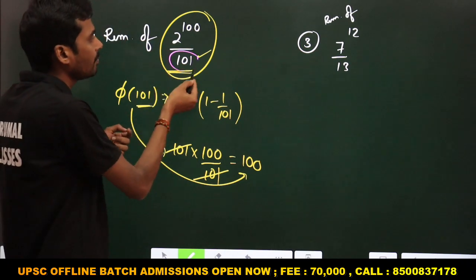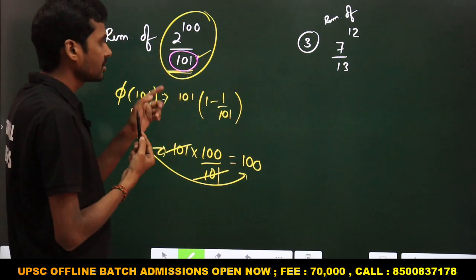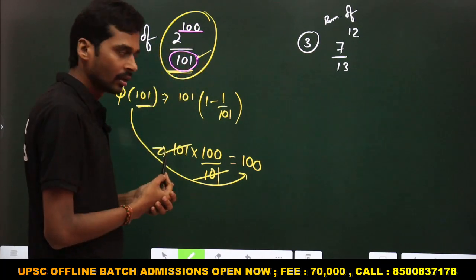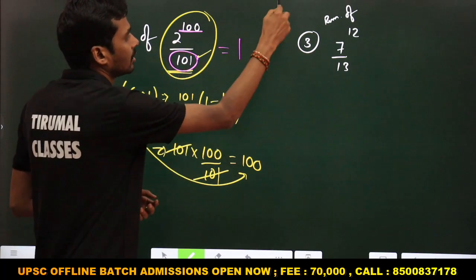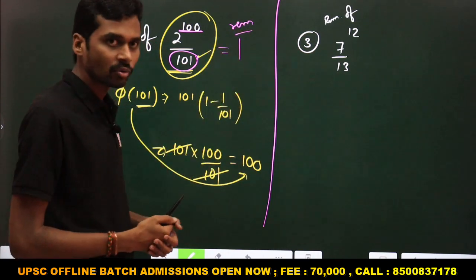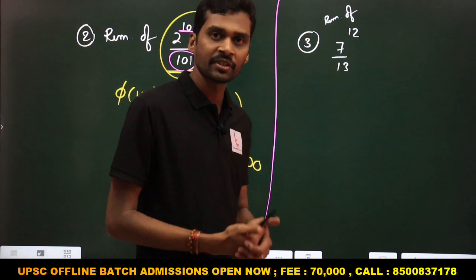So if this number of co-primes is equal to the power of the numerator, then immediately the answer is, the remainder is 1. That is what Fermat's theorem states, right?